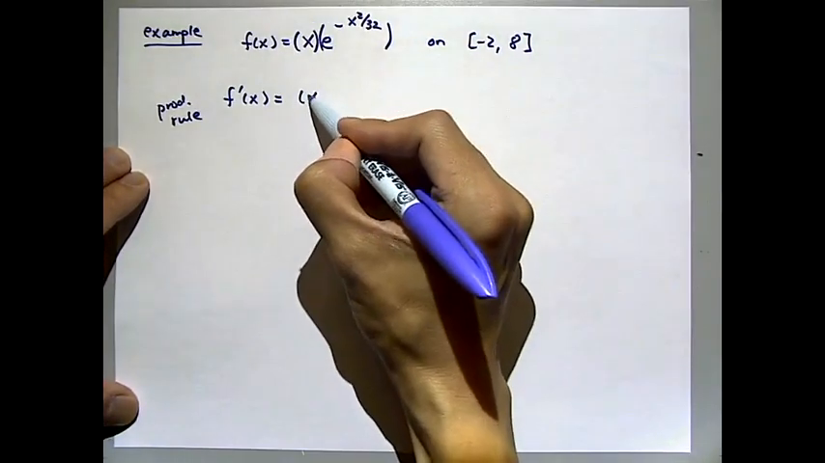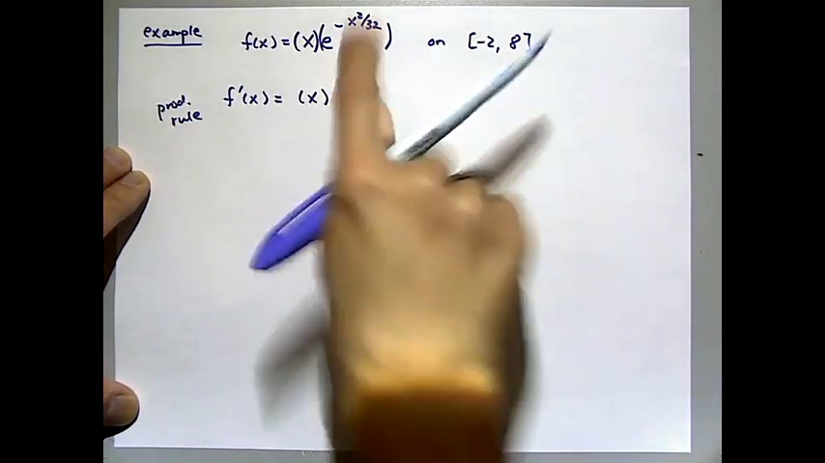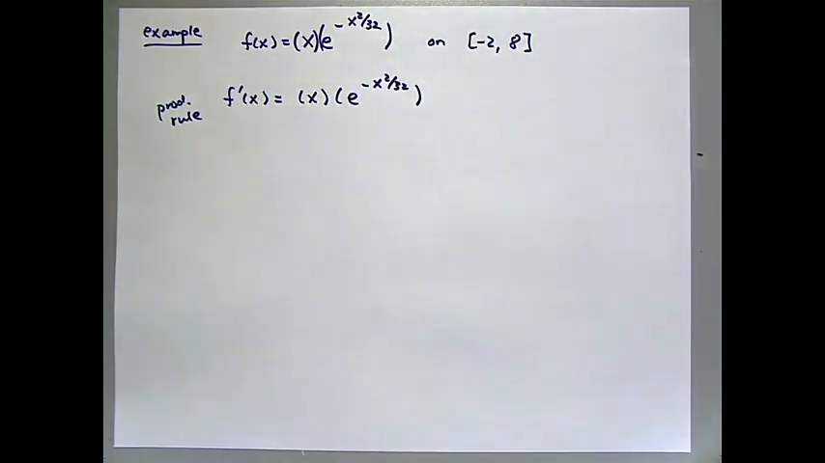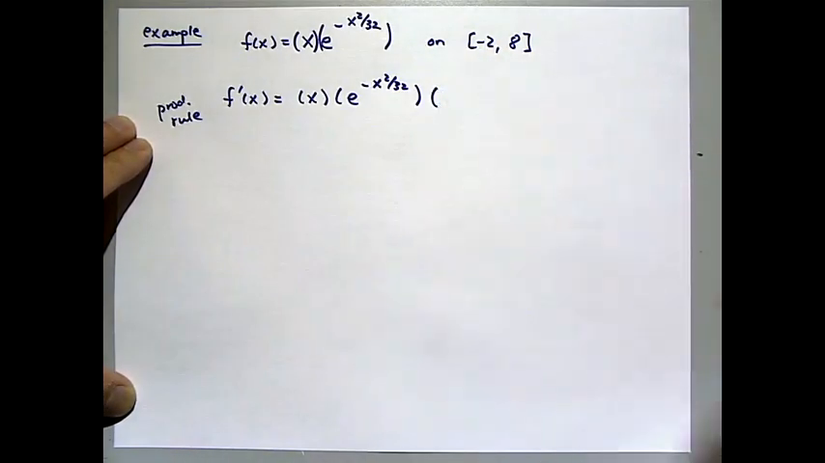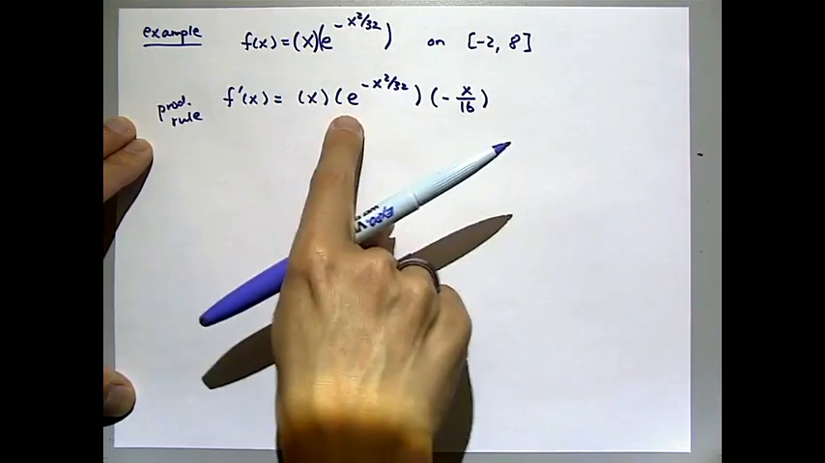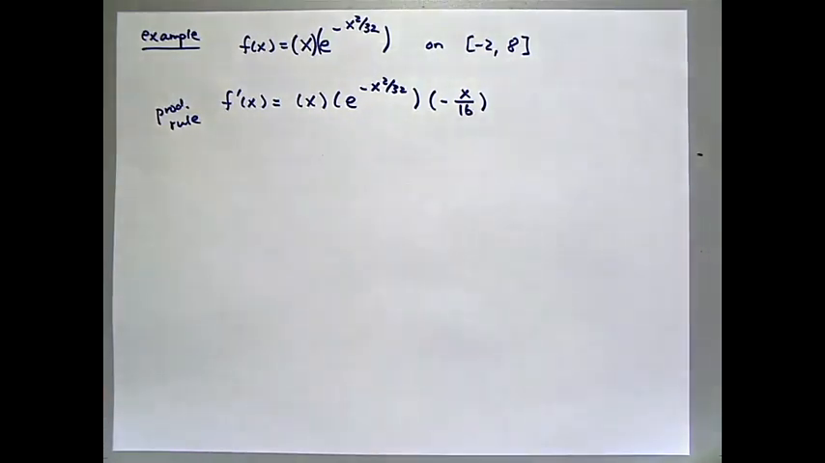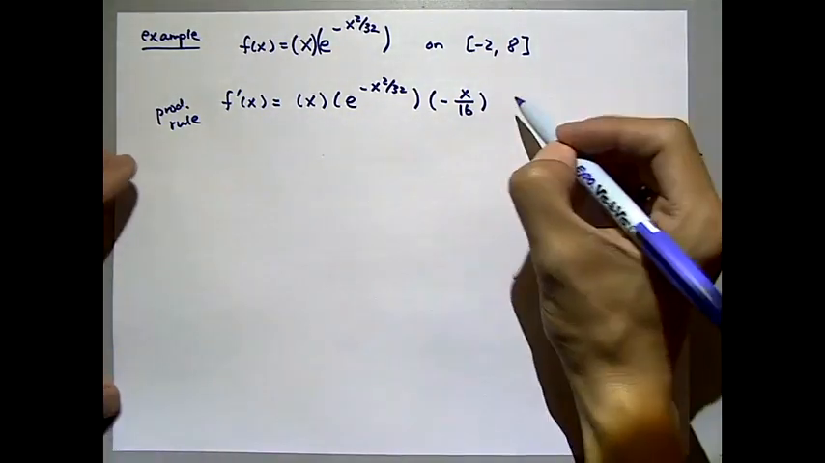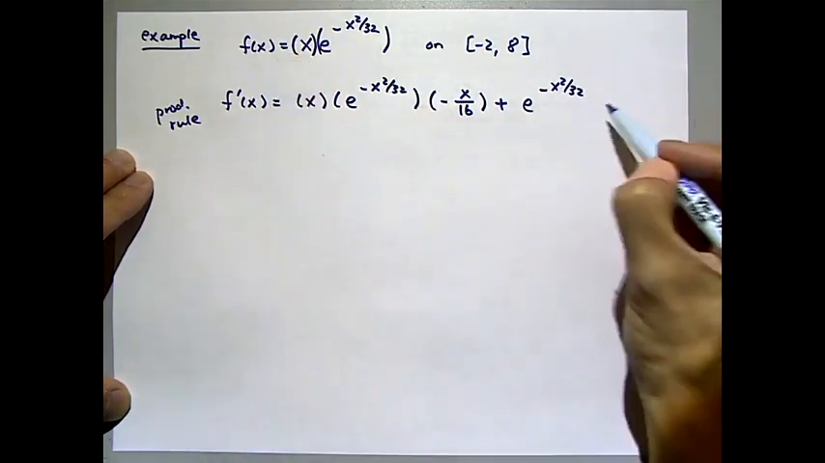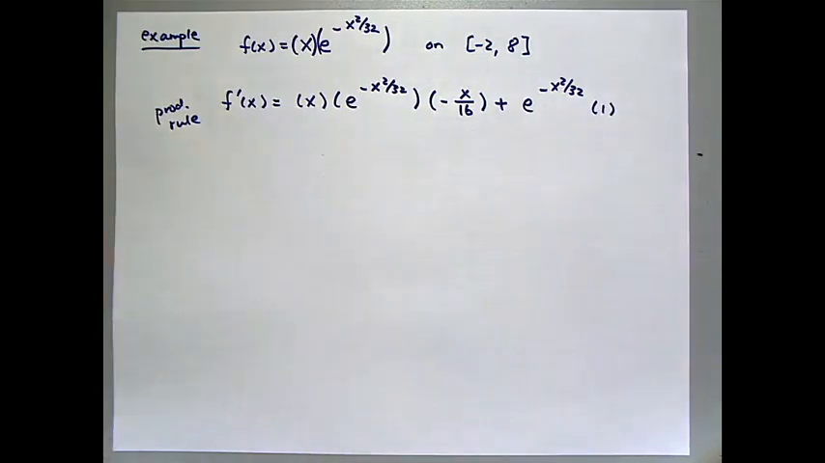And we get first times the derivative of the second. Second is the exponential part. We get e to the negative x squared over 32, right? What else? Chain rule, that's right, chain rule. Times the derivative of the power, and that's going to be negative x over 16. First times derivative of the second. Remember to use the chain rule. Plus the second part times derivative of the first, and that's a 1. Okay, let's clean this up a little bit.